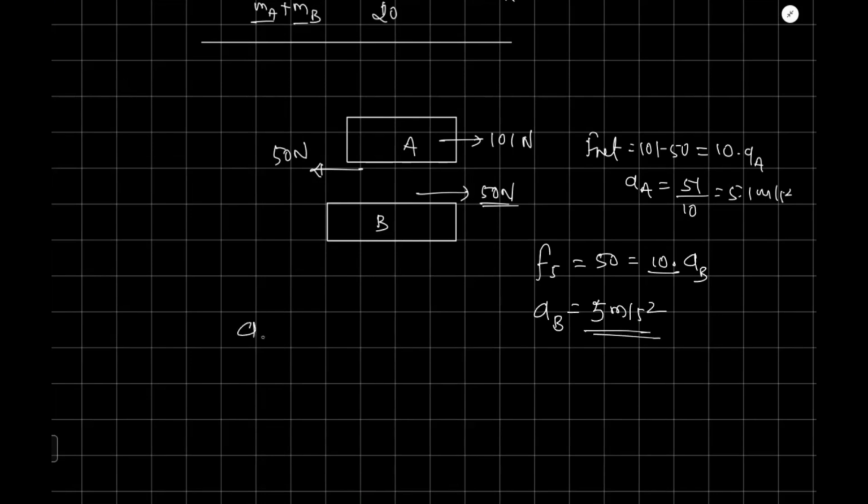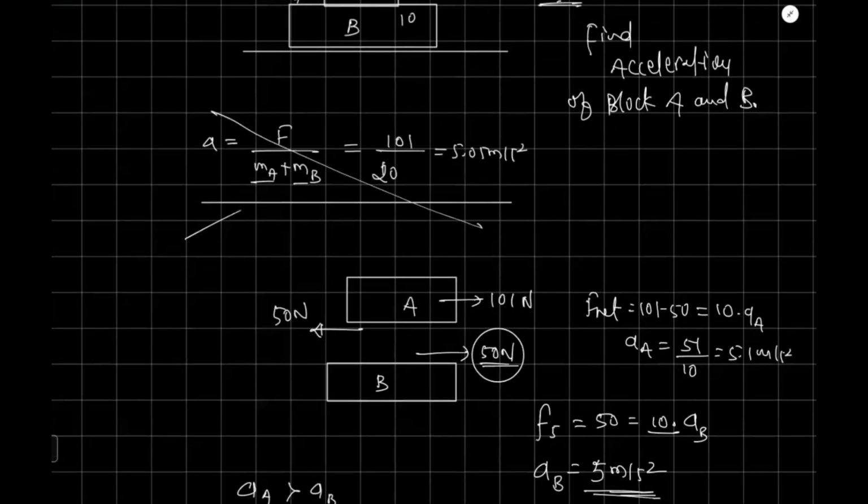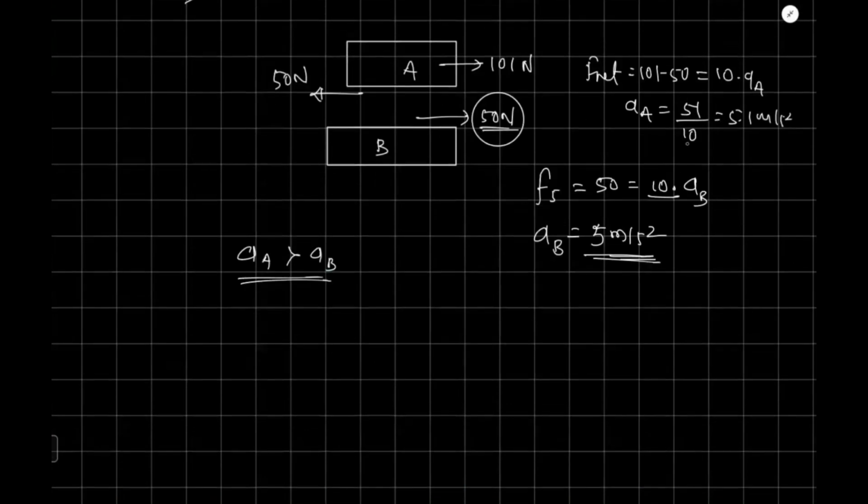Now this time the acceleration of A is greater than the acceleration of B. That is possible. And the acceleration of B cannot be more than 5 meter per second square. Why? Because the maximum force that can act on block B is only 50 Newton. That's why they will not move together. They are going to move separately. Acceleration of A is 5.1 and acceleration of B is 5 meter per second square.